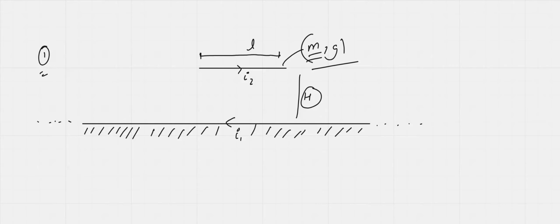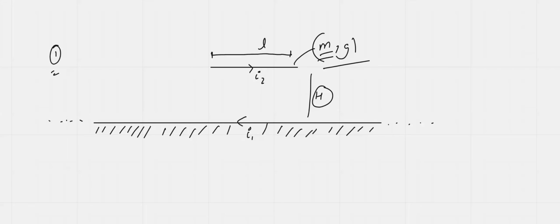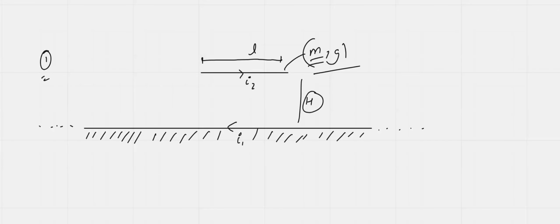Alright, so look at it now. The question is saying that you need to get the value h at which it is balanced. How is it balanced? Let's see. Let's say this is a wire. Let's call this wire two, and here this is wire one, which is on the ground, right?